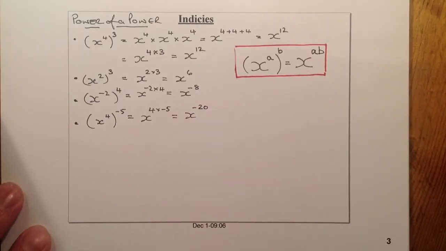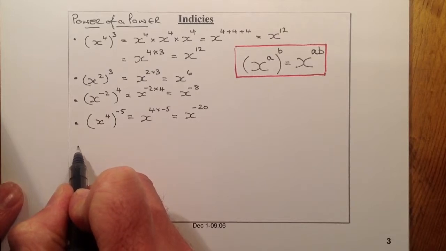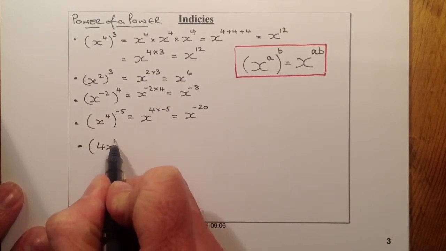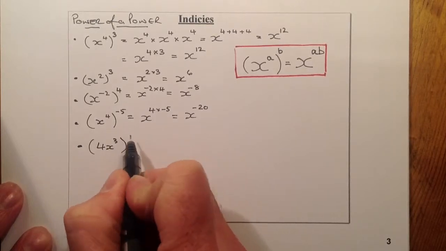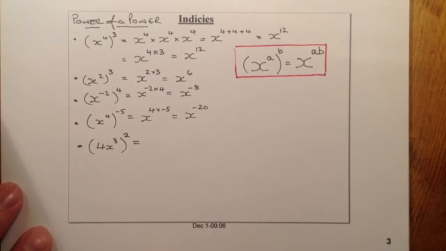Okay. Right, I'm going to give you another two to try. So what we'll go for is a bracket. I'm going to have 4x cubed. I'm going to close that bracket and I'm going to square that, and I'm going to be looking for the answer to that one there. If you want to try it, pause the video and go ahead. I'll give you your answer in a second.